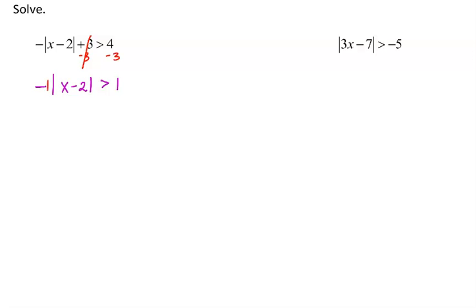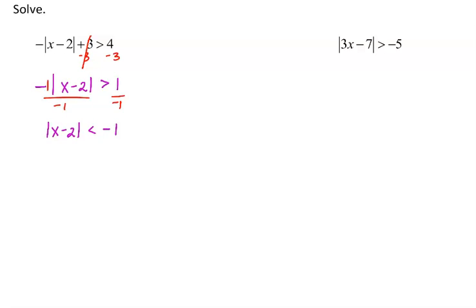You can think of that as a -1 out in front. So I'm going to divide both sides by -1. Be careful here. Remember, when you divide in any kind of inequality by a negative value, it flips the inequality symbol. So our greater than symbol is going to become a less than symbol. 1 divided by -1 is -1.